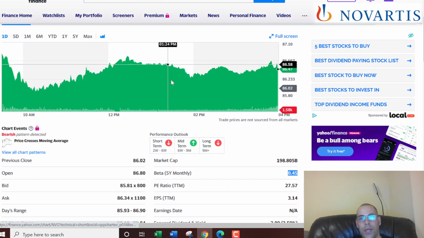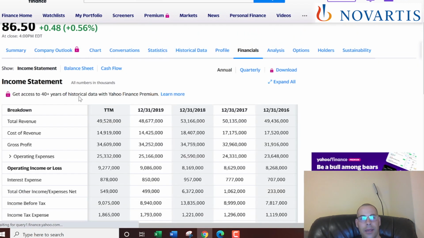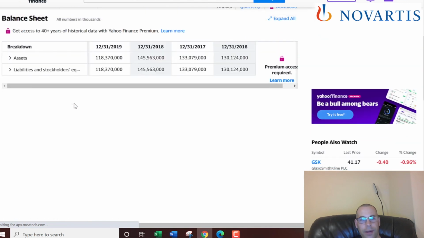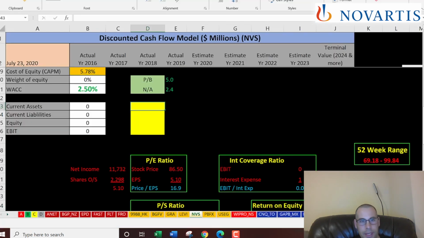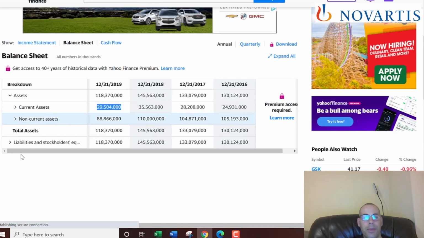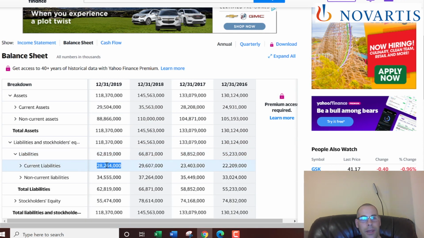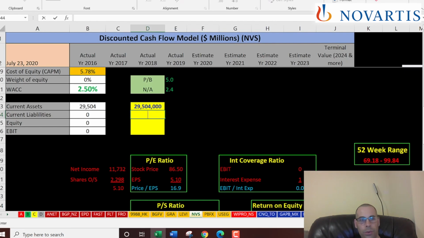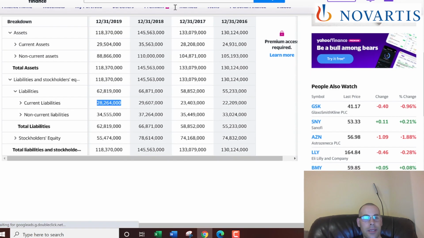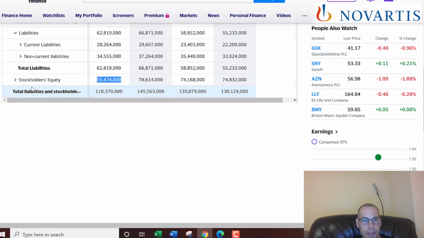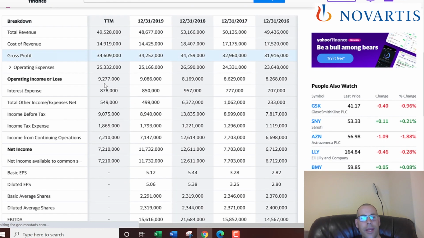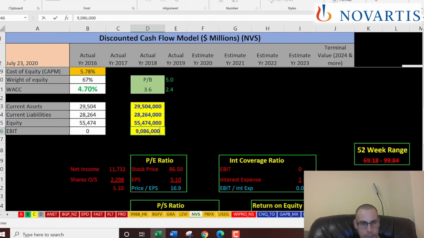Let's go back to the balance sheet to get their current assets. And current assets are the funds you use to run your day-to-day business. It generally includes cash, accounts receivables, and inventory. And that's $29 billion. Let's get the current liabilities. These are debts and payables that are due within 1 year. That's $28 billion. We also need the equity, which is the value of the company according to the balance sheet. That's $55 billion. Equity is assets minus liabilities. We also need their EBIT, earnings before interest and taxes. On the income statement, that's called operating income, and that's $9 billion.